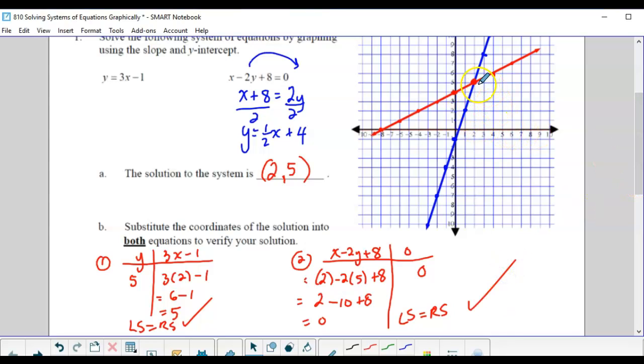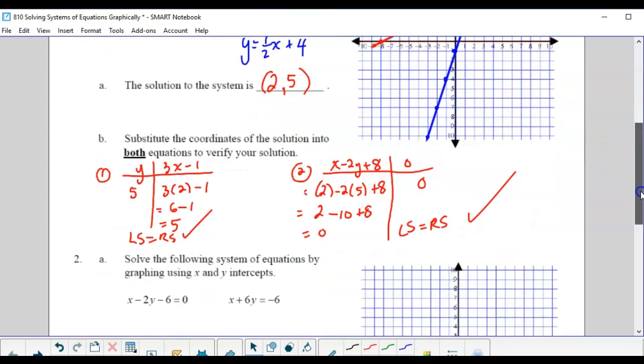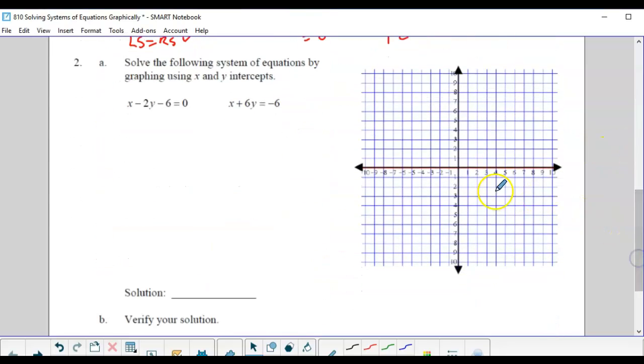So if you had chosen the wrong point or graphed one of the equations wrong and chosen a point on the line, it would have satisfied one of the equations, but not both. So you do need to check both equations if you're verifying. Okay, now we'll do this.